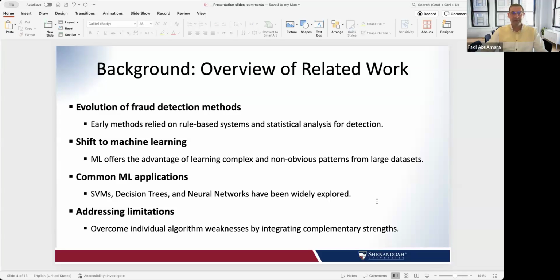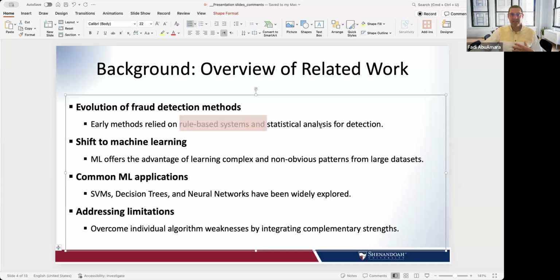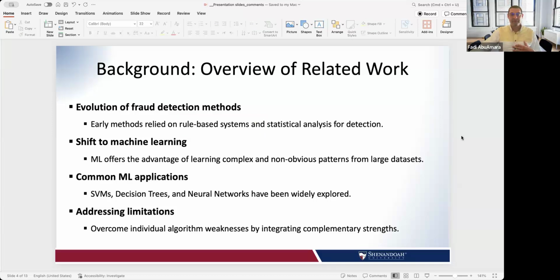Let's now explore an overview of related work. First, the evolution of fraud detection methods. The early methods used for credit card fraud detection relied on rule-based systems and statistical analysis. Now, these traditional approaches struggle with evolving fraud patterns and could generate false positives. A false positive indicates there is suspicious activity, but once you investigate, it's not.